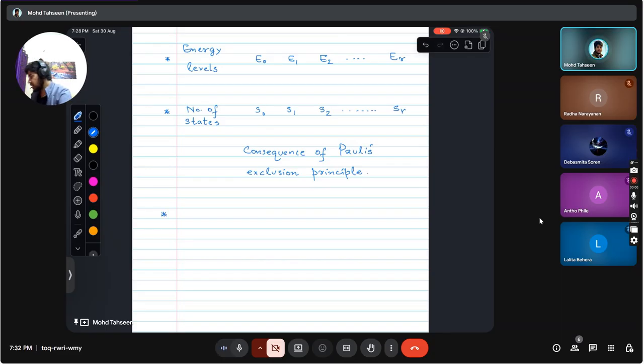And the third thing that we are going to assume is the distribution. Now how is the distribution going to look? Let me put a line here.